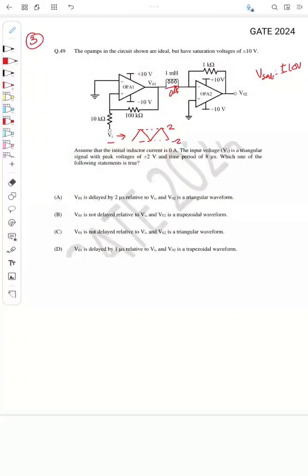Okay, and the statements are: A, V01 is delayed by 2 microsecond relative to Vi, and V02 is the triangular waveform. B option is V01 is delayed relative to Vi, V02 is trapezoidal waveform. C, V01 is not delayed relative to Vi, V02 is triangular waveform. D, V01 is delayed by 1 microsecond relative to Vi, and V02 is a trapezoidal waveform. So the question is we need to find what is the value of V01.